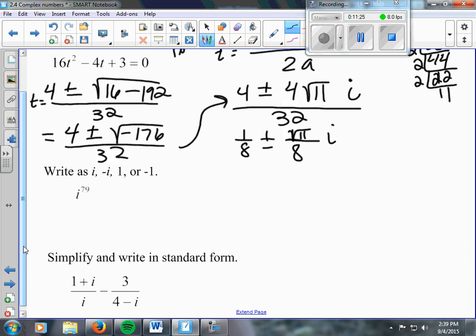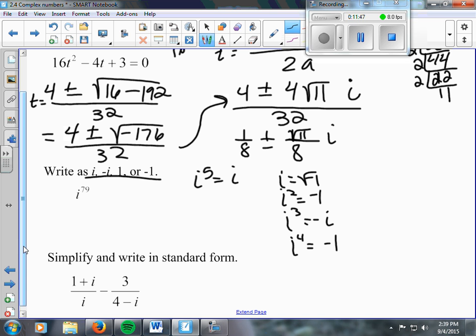Now, before I said that i to the fifth is just i because we cycle through these four numbers, right? i is the square root of negative 1. i squared is negative 1. i cubed is negative i. And i to the fourth is 1. And so all powers of i are really just one of those four.